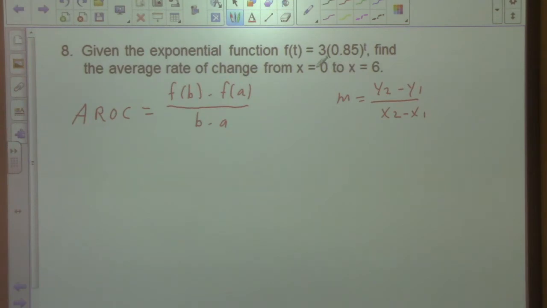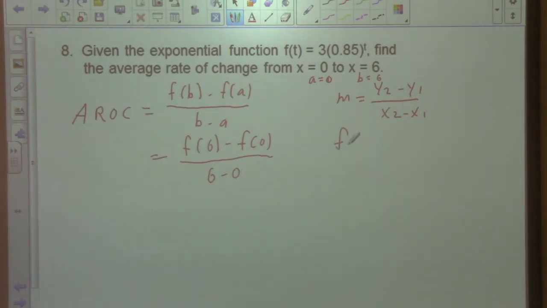So what we're doing here is we're going from A to B, and A is designated by convention as the lowest value. So here we have A equal to 0 and B equal to 6. So in this case, we have f of 6, which is f of b, minus f of 0 over b minus a, which is 6 minus 0. So really all that's left for us to do now is to find out what these are.